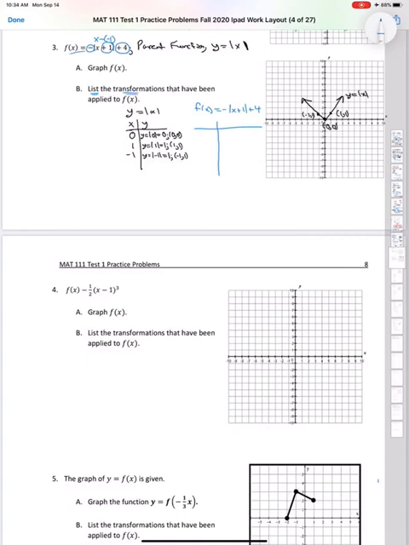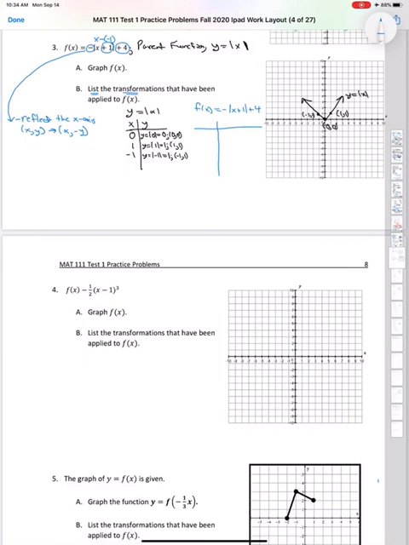So let's go ahead and take care of the negative, for example. Well, the negative causes my graph to reflect. All right, we're going to reflect across the x-axis, which means for every ordered pair x, y, you will find the ordered pair x, negative y on your graph. Why? Because you're reflecting across the x-axis.